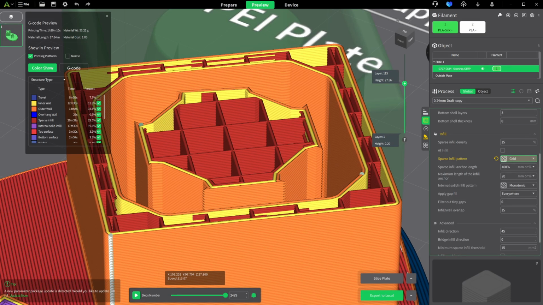Alright, so I want to talk about something I noticed on infill just now. If you look at the types of infill here, we have grid and we have rectilinear, and they're both on a diamond pattern. So I said to myself, why are there two different patterns with the same pattern?